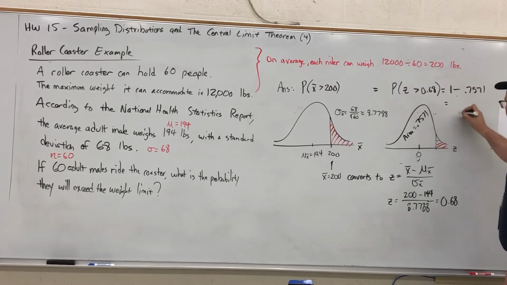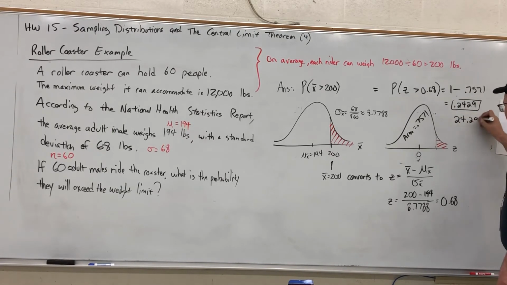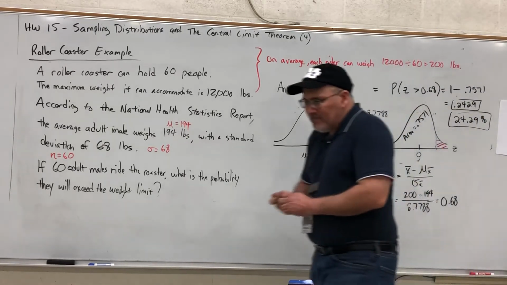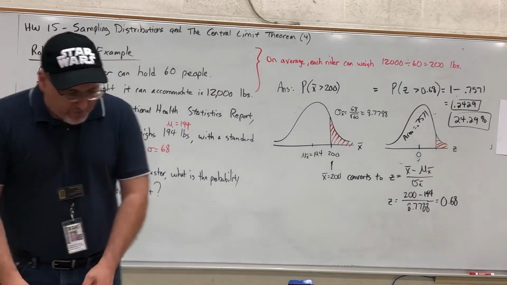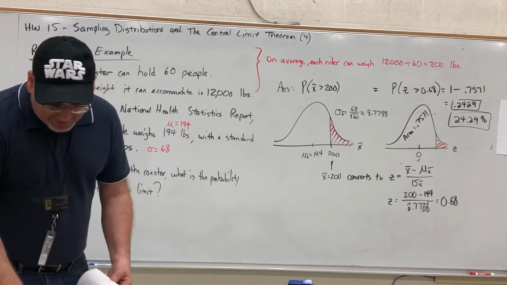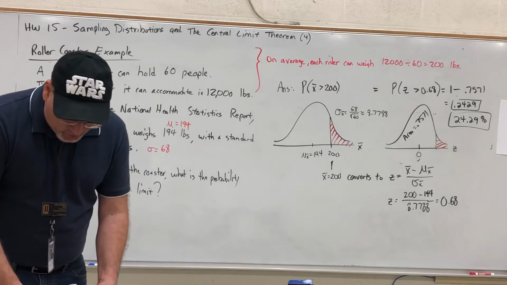And this is a disturbing number, 0.2429. Or as a percent, 24.29%. That seems a little high. Luckily, this question was an odd question in the book, so I can just flip to the back and see what they said the answer was.